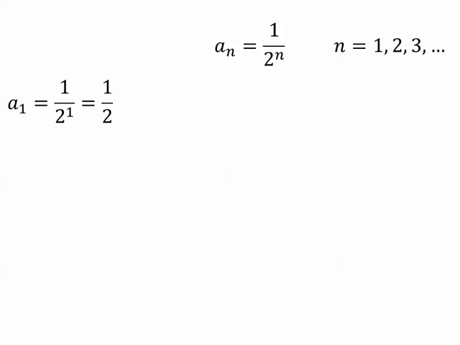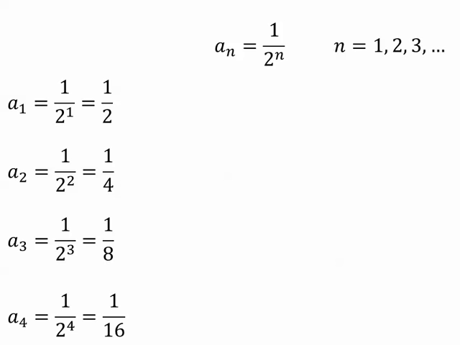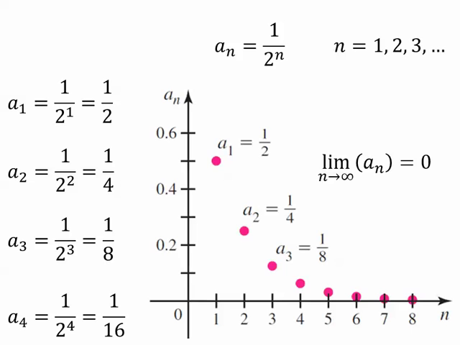So a sub 1 is equal to 1/2. A sub 2 is equal to a fourth. The third term equals an eighth. And the fourth term equals 1 over 16. When we graphed the sequence, we saw that the terms get smaller and smaller and smaller in magnitude, and that the limit of the terms, as n gets larger and larger, the limit of the terms is 0.